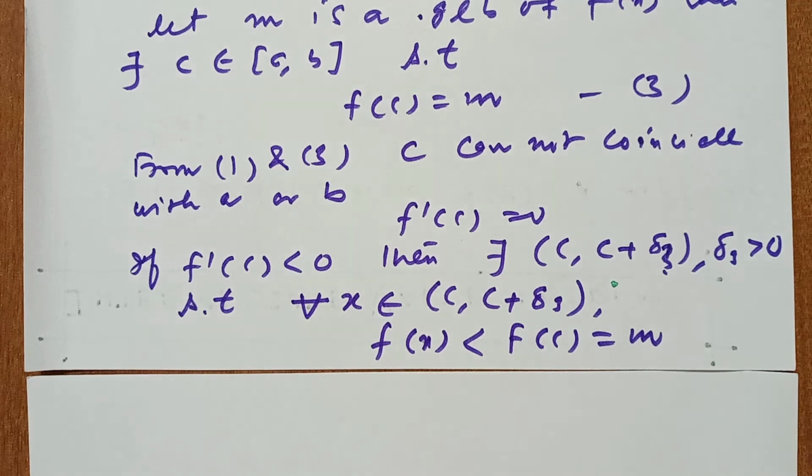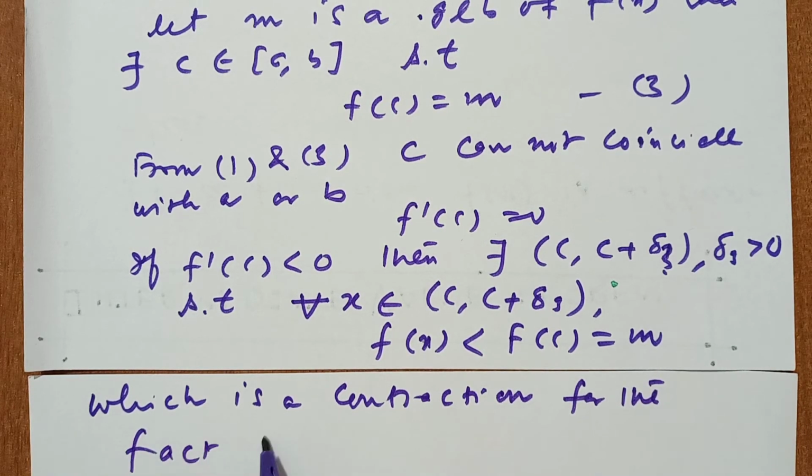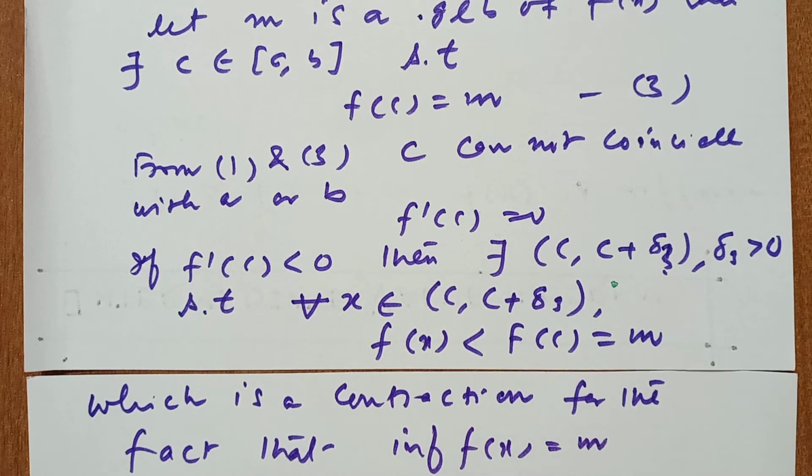Which is a contradiction to the fact that m is the infimum of f(x), that the infimum of f(x) is equal to m.